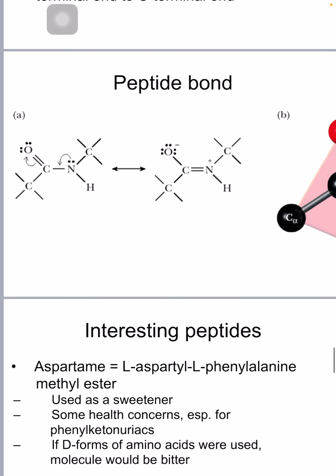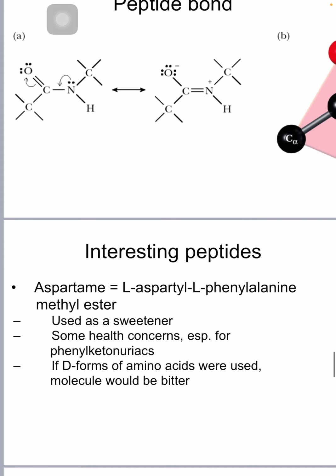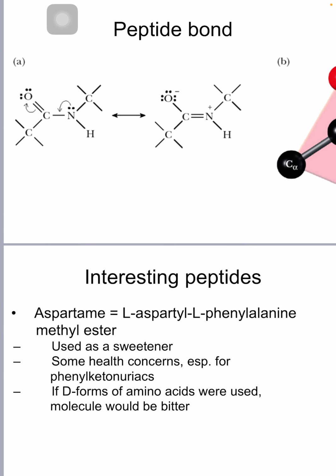So, like I said, there's all sorts of interesting and useful peptides out there that are not proteins, right? They're not big enough to be proteins, but they have other functions. Here's one you've probably heard of, called aspartame. Where have you heard of aspartame? Obviously, if you can read the slide, you can say it's used as a sweetener.